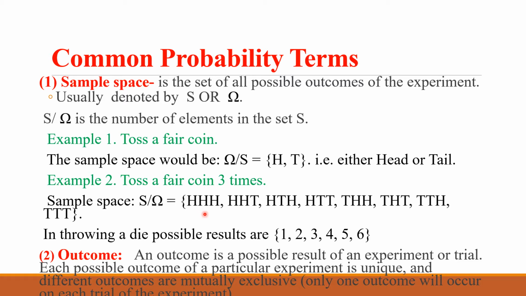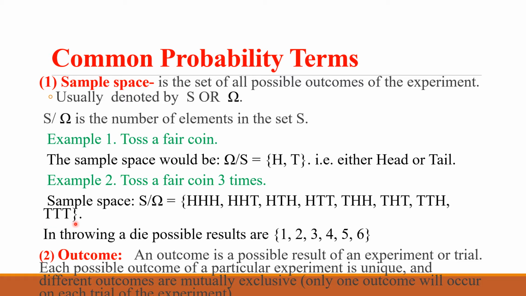So if I tossed the first time and the outcome was a head, and I tossed the second time and the outcome is a head, and I toss the third time and the outcome is a head, then this outcome will be given by HHH. And because there are so many possible outcomes in this fair trial, the total sample space would be given by all this that you're seeing. So either head, head, head, head, head, tail, head, tail, head, and so forth until tail, tail, tail.